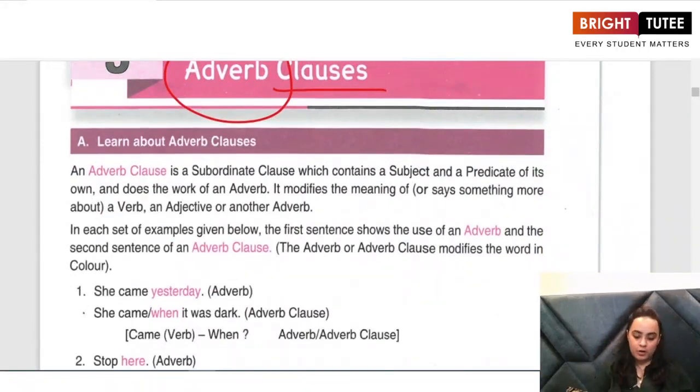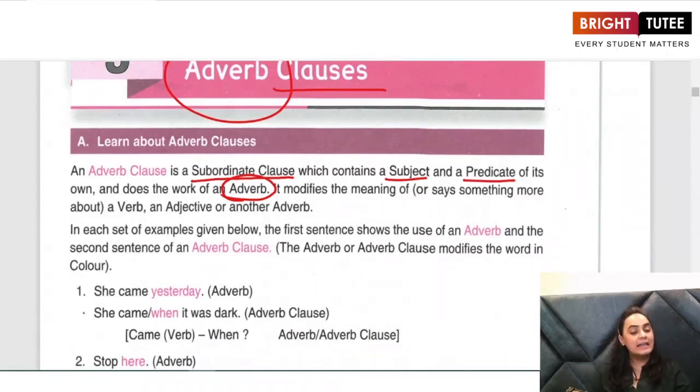Now, an adverb clause is a subordinate clause. Obviously, we know that. Since it is a clause, it has a subject and a predicate of its own. But the reason why this clause is known as an adverb clause is because it does the work of an adverb. It modifies the meaning of a verb, an adjective, or another adverb.